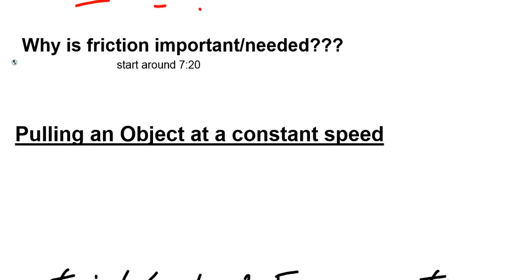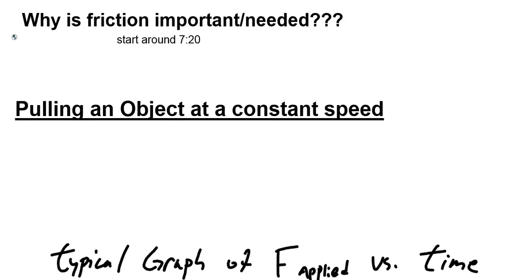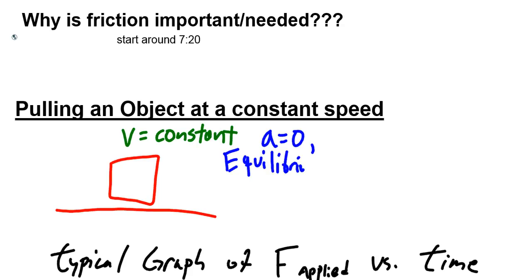Finally, what if you're pulling an object at a constant speed? What's the force of friction then? Well, if an object is being pulled at a constant speed, so velocity equals constant, we know from before that means one thing and one thing only. It means the acceleration is 0 if it's moving at a constant speed. If its acceleration is 0, the net force is 0, so the object is in equilibrium. One of the most important words in all of physics.